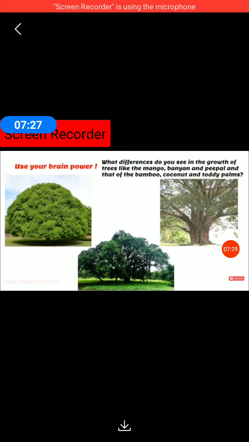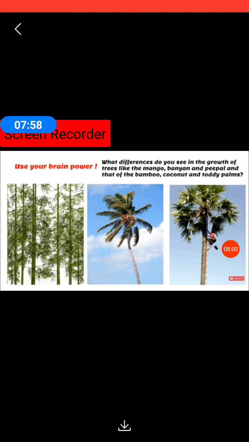Now you can compare the trees. Now can you see, there is a mango tree, a banyan tree and a peepal tree. So what are the differences here? They have grown sidewise, which means the branches have grown very large. They have grown so tall as well as in width, in height also, right? So mango, banyan and peepal trees grow through height and also through width. But in the picture of bamboo, coconut and toddy palms, can you see the tree is growing straight, and the branches are not growing large. So there are some similarities, and also there are differences. Every plant grows differently.